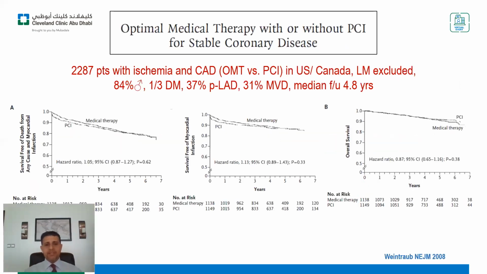This is data from the COURAGE study dating back to 2008, including 2,300 patients with stable coronary disease randomized to optimal medical therapy versus optimal medical therapy with PCI with bare metal stent. It shows there was no difference in the study endpoints of death from cardiovascular causes or myocardial infarction.